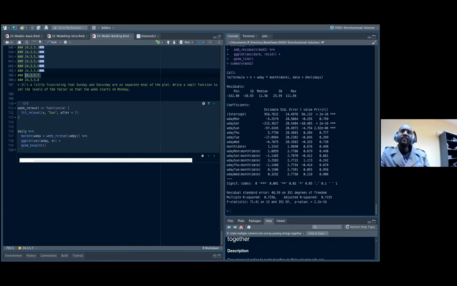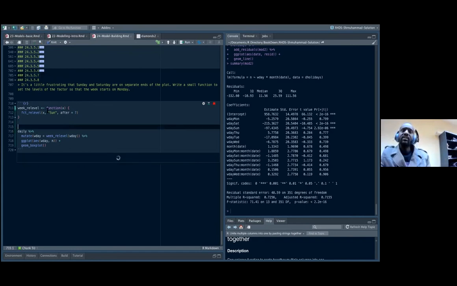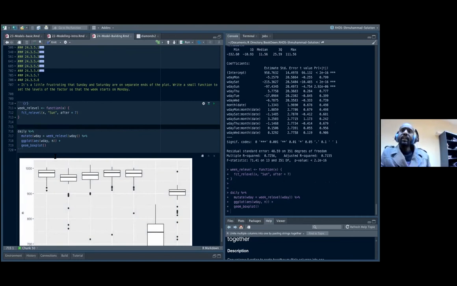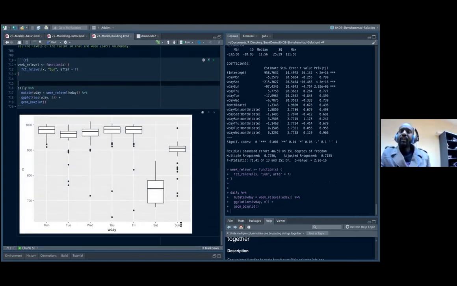It is a little frustrating that Sunday and Saturdays are on separate ends of the plot. Write a small function to set the levels of the factor so that the week starts on Monday. So this is just creating a function which allows us to arrange our data to have Saturday and Sunday together. So this is the function. You can see we have now Saturday and Sunday, then the previous one where we have the Sunday here and Monday. So this function is called week level.